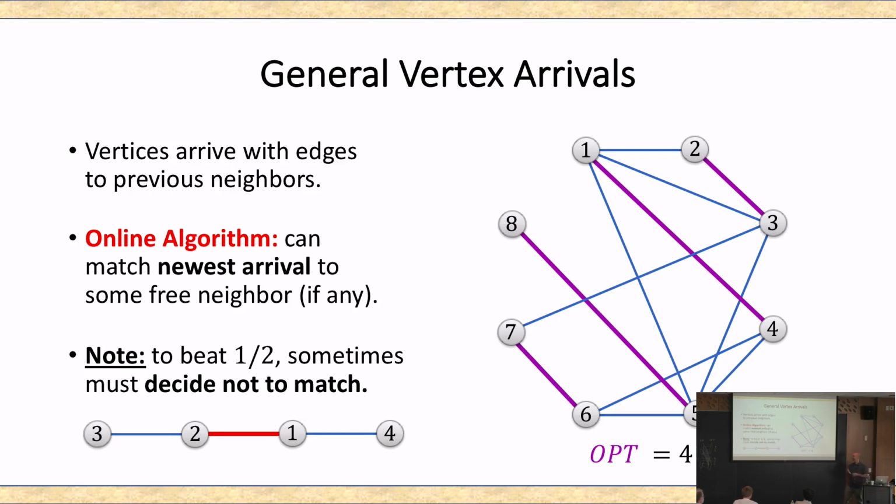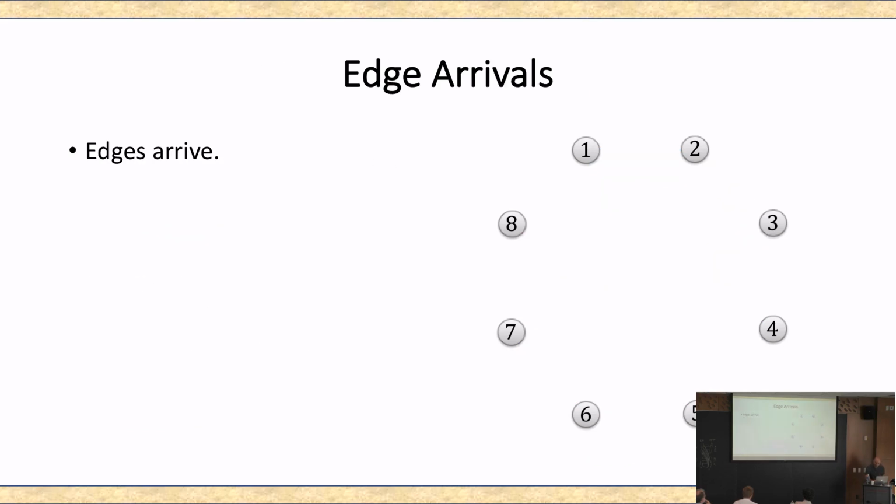I was already getting, as you noticed, a little heavy on the animation, so I thought I wouldn't add something like that. But a node shows up with edges to its previously arrived neighbors, and you either match along one of these edges or you throw away all of those edges. Same goes for edge arrivals: an edge shows up, you either match along it or drop it.